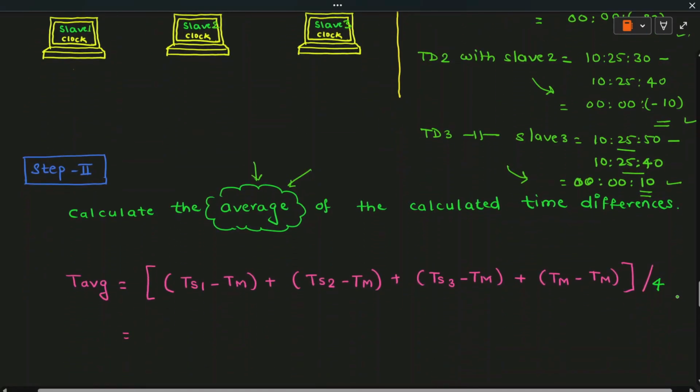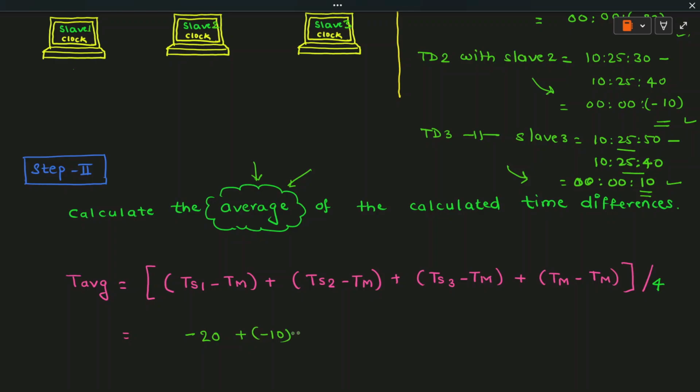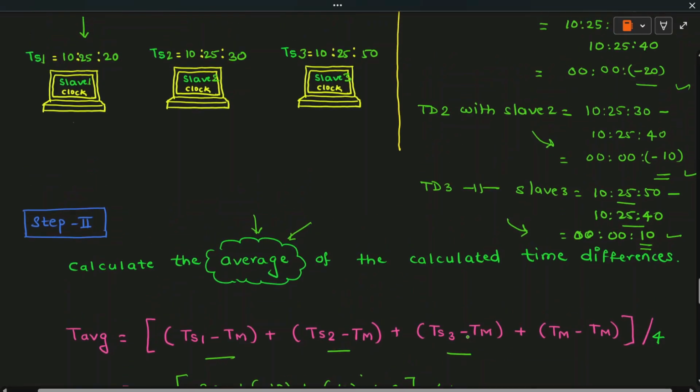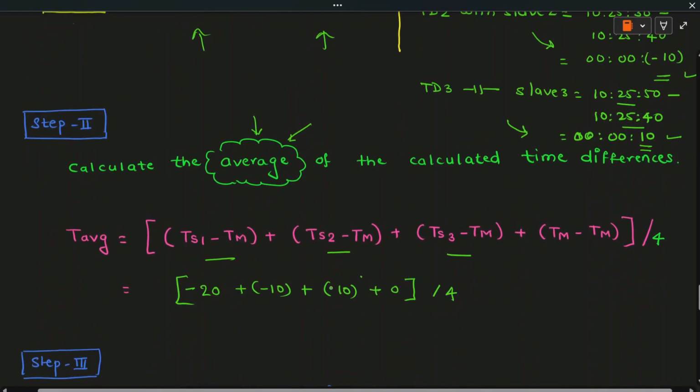All these three values we will take and put into the formula. TS1 minus TM is minus 20, TS2 minus TM is minus 10 and TS3 minus TM is going to be 10, right? So three values we have substituted, 1, 2 and 3. We know that TM minus TM, the master's time minus the master's time, is going to be 0 because we are subtracting the same value from TM. Divided by 4, as there are 4 non-faulty clocks in our system. That is the assumption that we discussed while discussing the Berkeley algorithm.